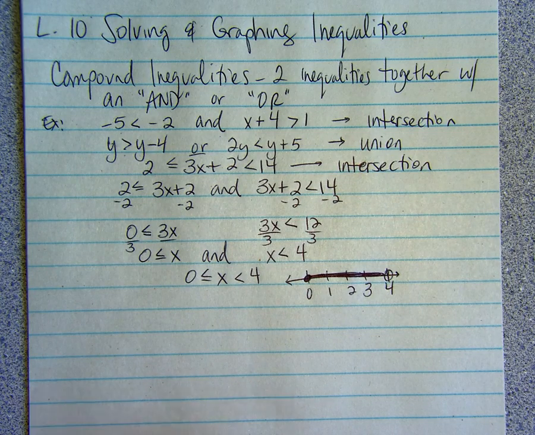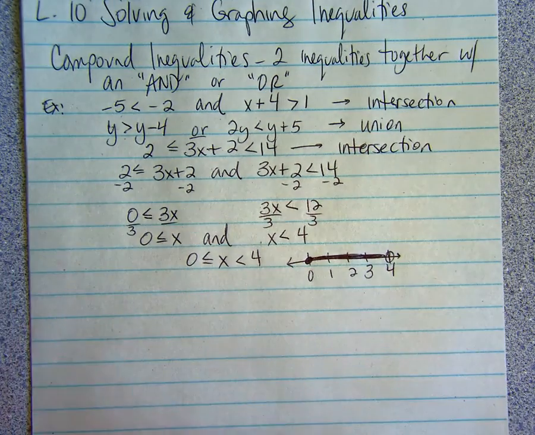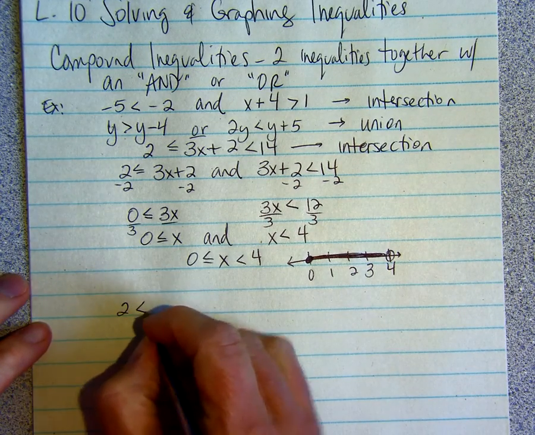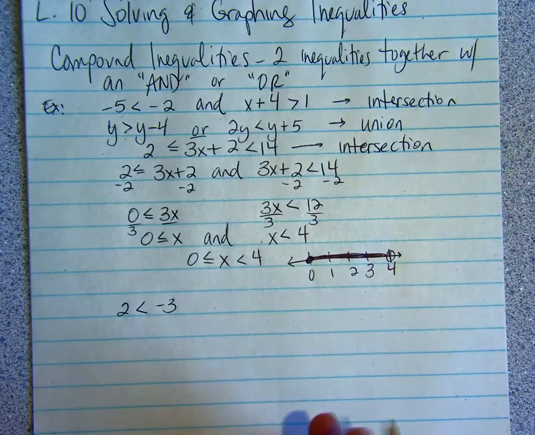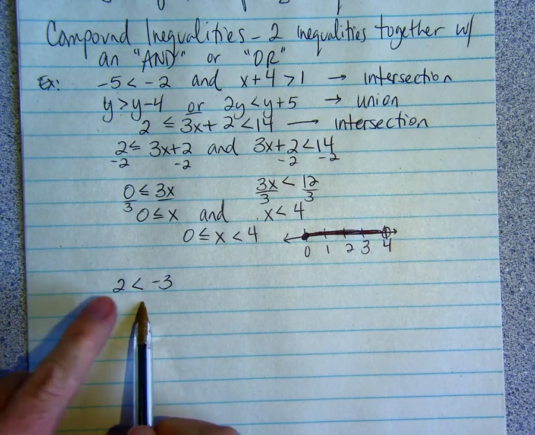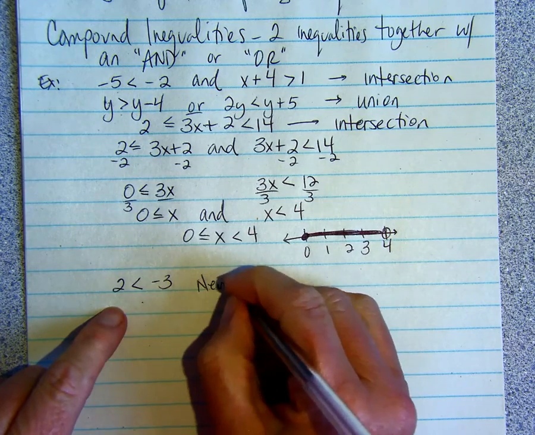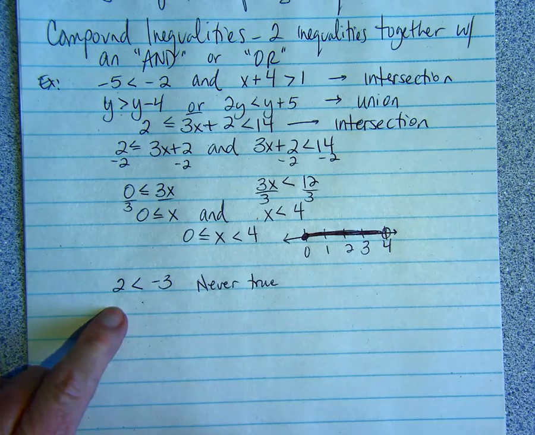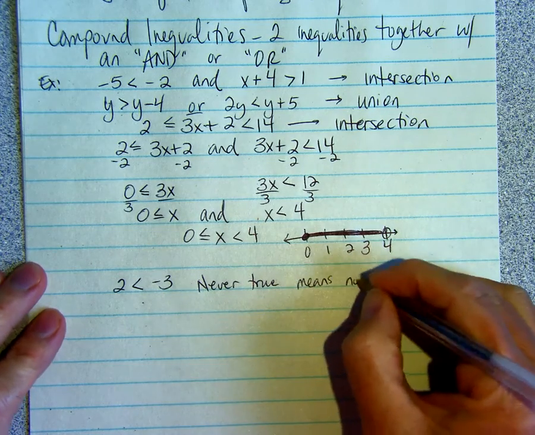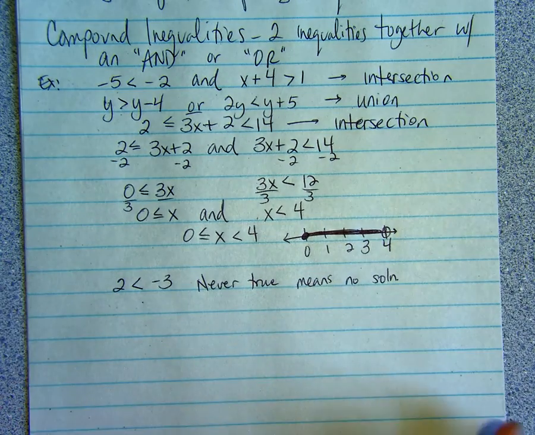Sometimes we will get an answer. Let's say we're solving, we come along, we get 2 is less than -3. That is never true. So if we were solving and we ended up with something that's never true, then there would be no solution. That just means no solution. So whatever you started with, there's not a solution to it.